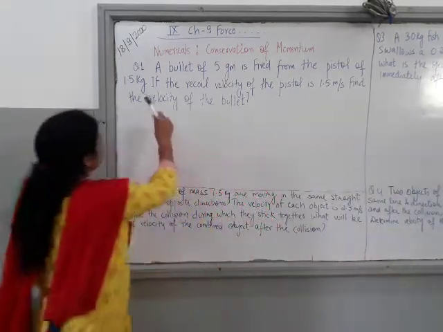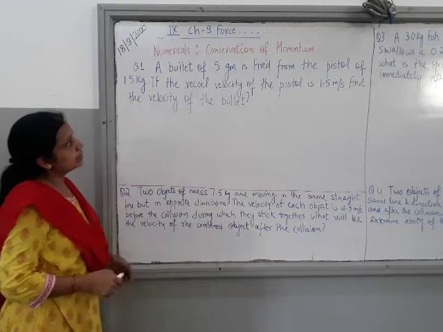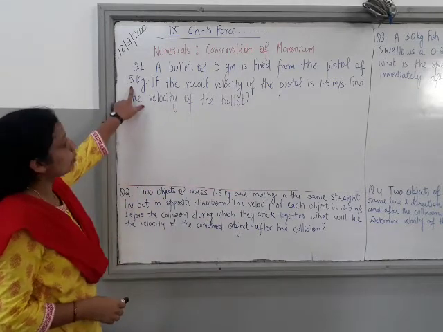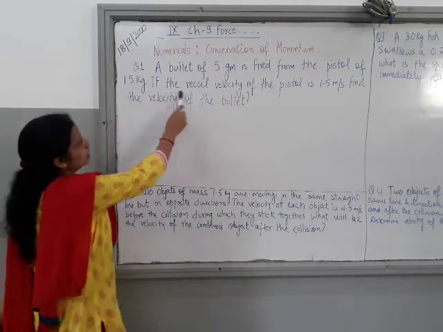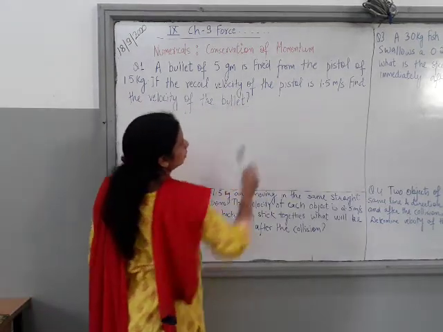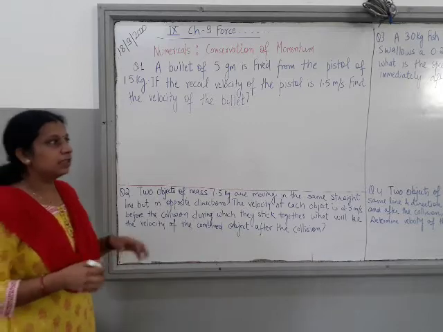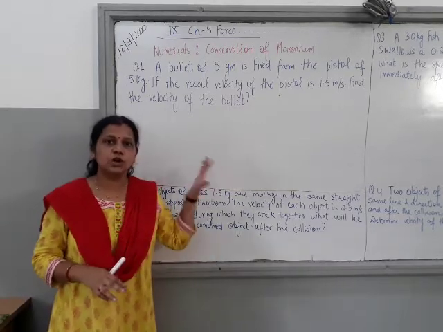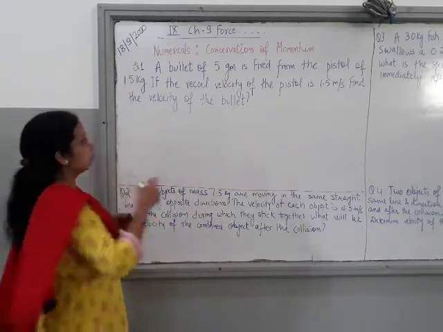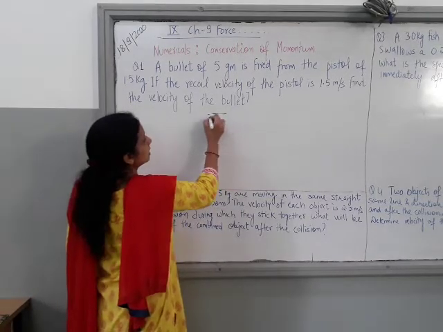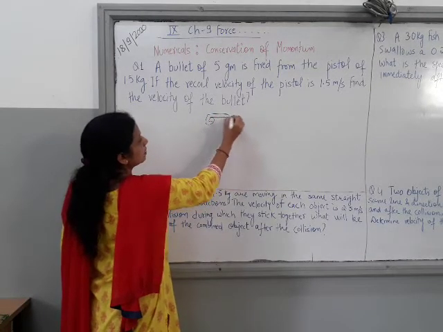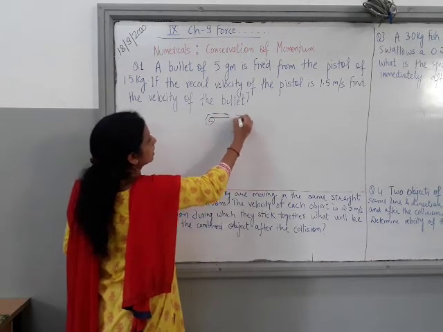Question number 1 says, a bullet of 5 grams is fired from a pistol of 1.5 kg. If the recoil velocity of the pistol is 1.5 meters per second, you have to find the velocity of the bullet. The first thing to do in a numerical is to draw a picture of this. So let's say this is a pistol and this is the bullet.